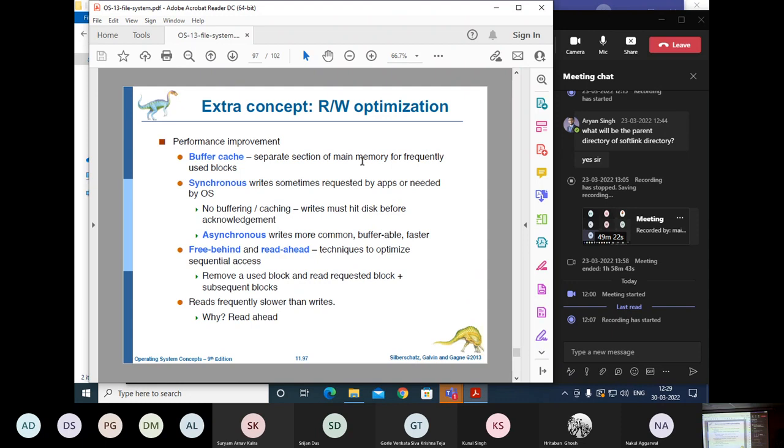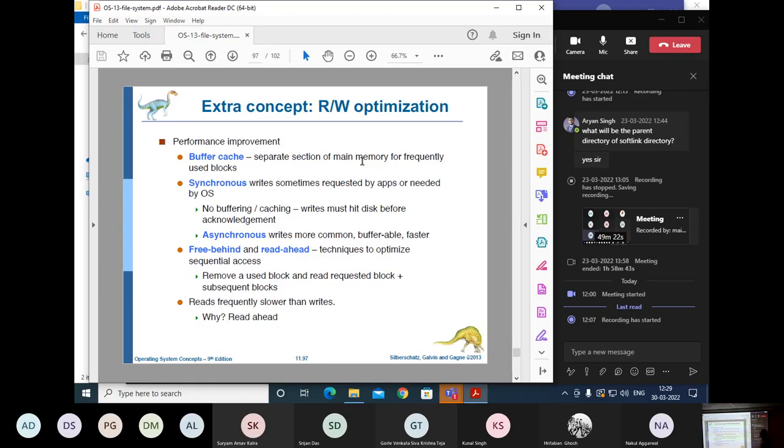Right, the first concept, read-write optimization. Read-write is slow, no question about it. How to make it fast? Cache into memory. But sometimes you cannot cache into memory if you don't read it. So how to make it faster?